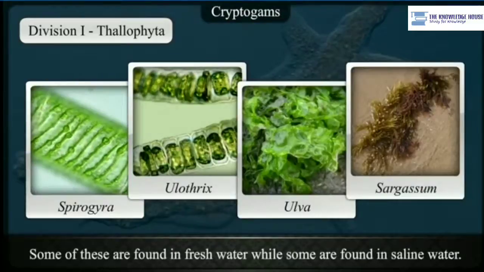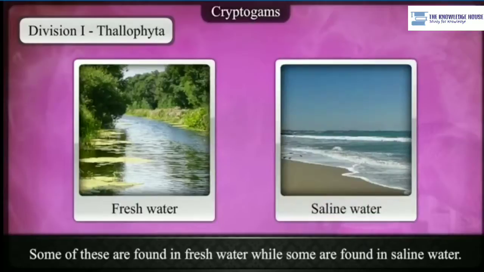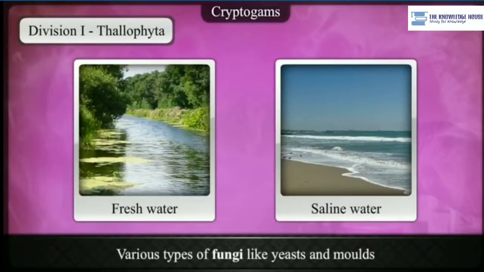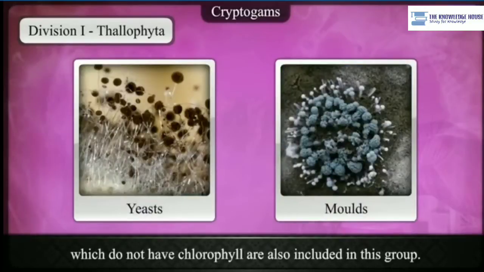Some of these are found in fresh water, while some are found in saline water. These plants usually have a soft and fiber-like body. Various types of fungi like yeast and molds which do not have chlorophyll are also included in this group.